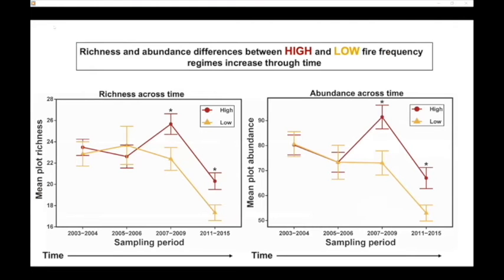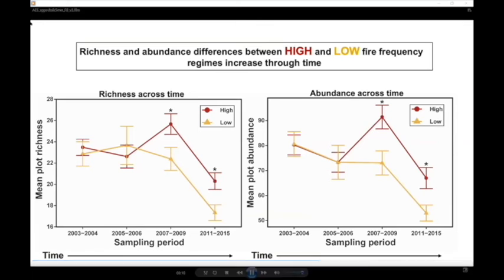So for now, I've compiled data up until 2015, which is one additional time period compared to previous studies. And my prediction is that contrasting fire regimes, high and low fire frequency, will differ in richness and abundance more as time goes on. And this is what these plots are showing.